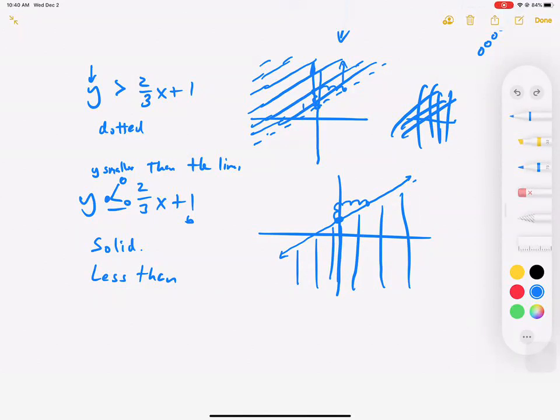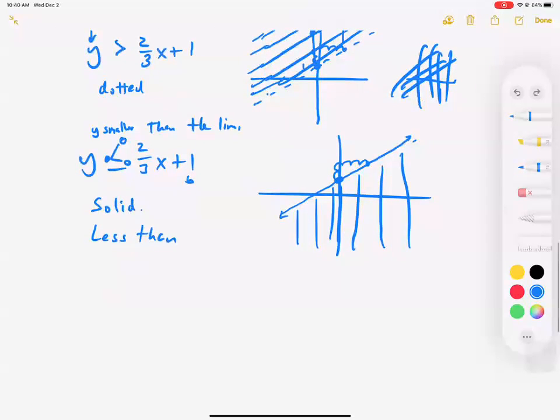Now, here's a follow-up question. Follow-up question is this: is the point (0, -3) valid?